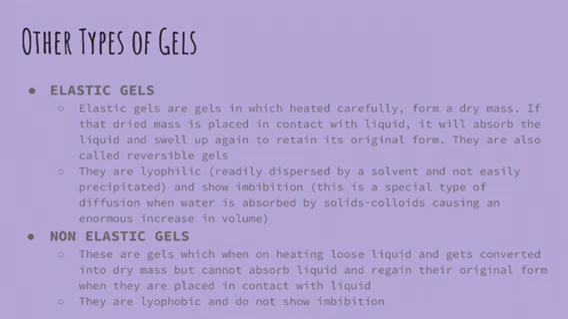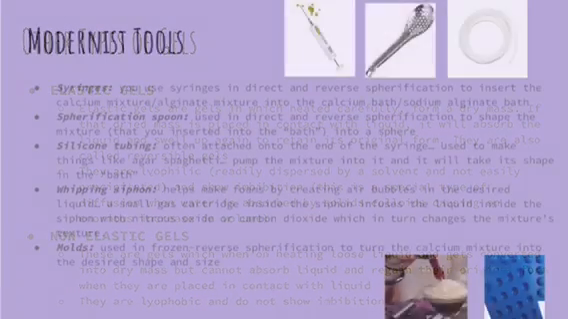Some other types of gels are elastic gels and non-elastic gels, and I'm not going to go into this too much because the definitions are on the slides, but basically an elastic gel, when heated, will form a dry mass, and then if a liquid is put into that dry mass, it'll go back into its original form. Also, elastic gels are lyophilic, and they also show imbibition, and non-elastic gels don't show that.